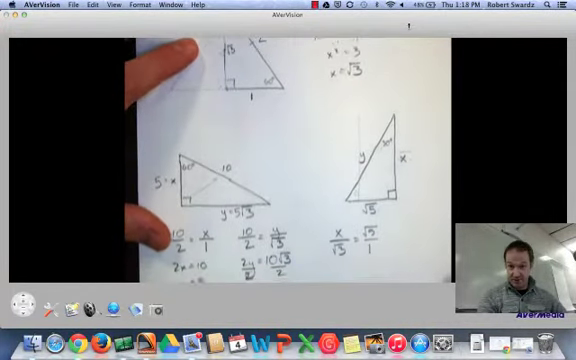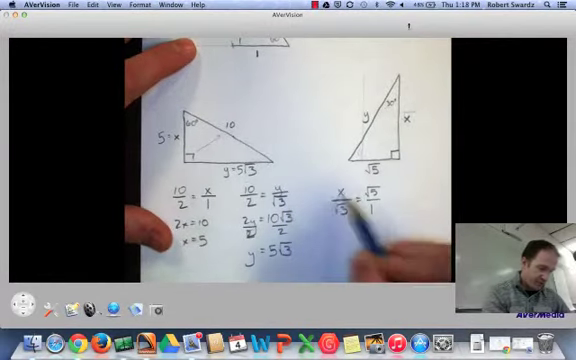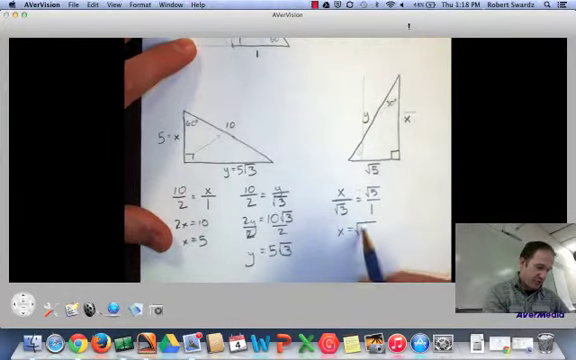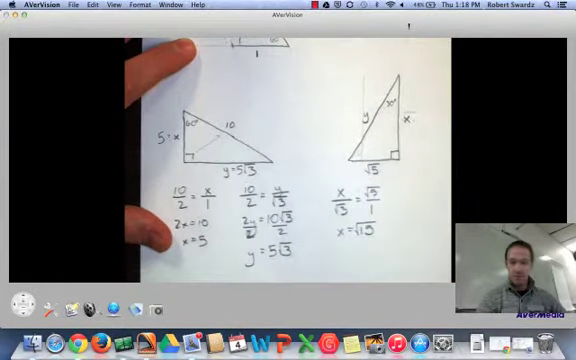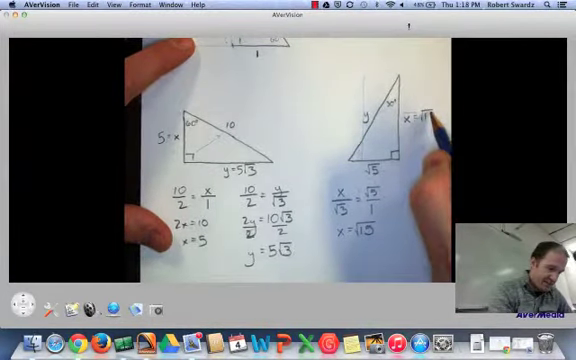So now we've got a proportion that we can solve. We go x times 1 is x, and root 3 times root 5 is the square root of 15. Easy. Easy as that. That is all you have to do.